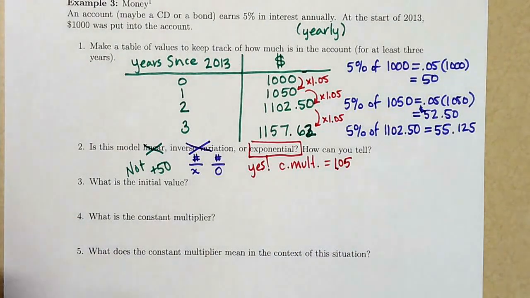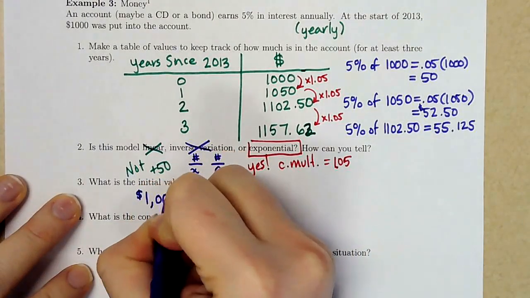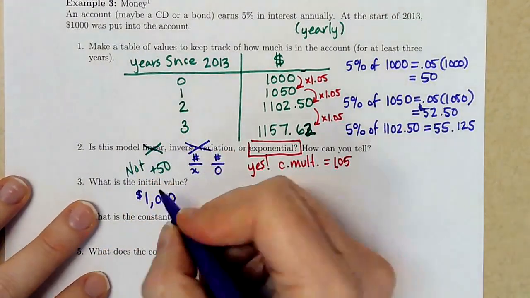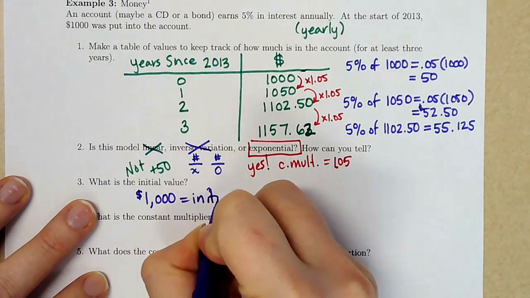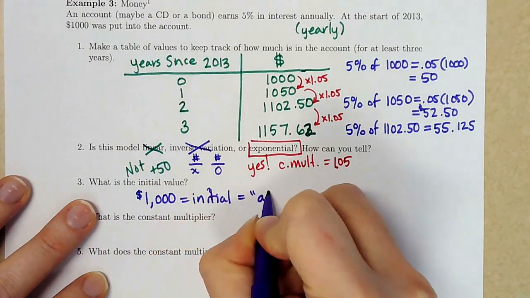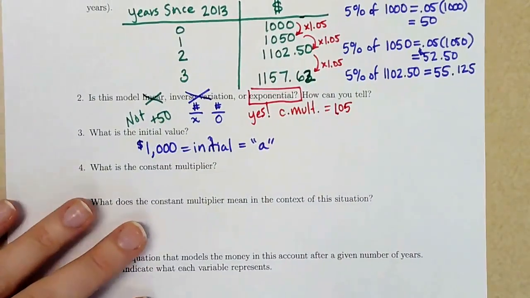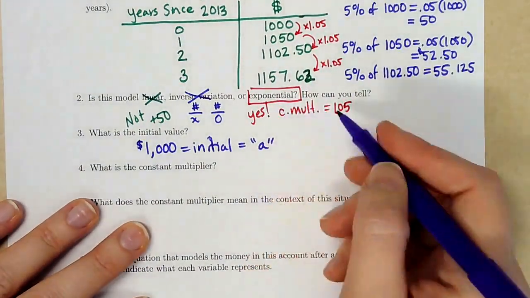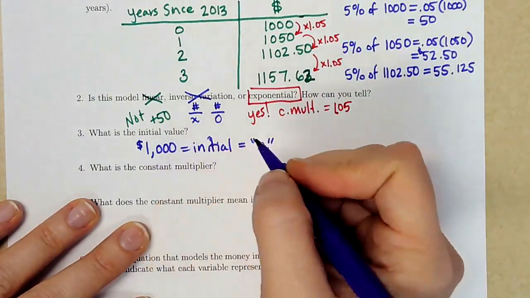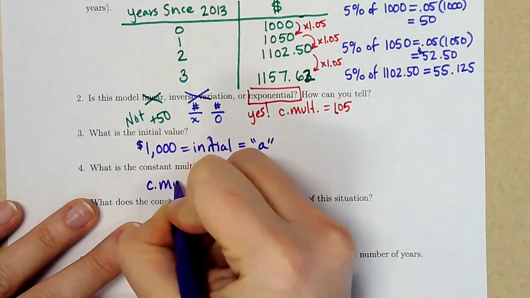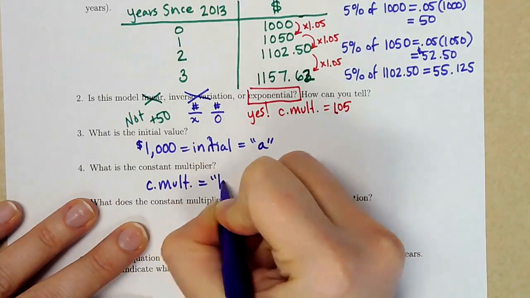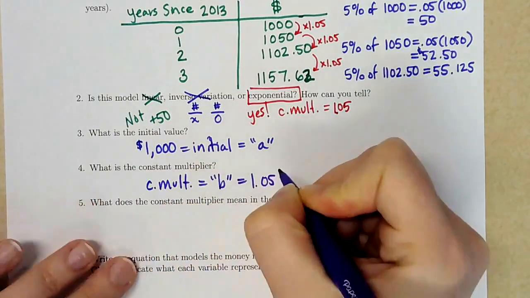What is the initial value? The initial value was $1,000. And that, by the way, means it is the A in our model. What is the constant multiplier? Well, we just computed it, and our constant multiplier, which is equal to the B in the model, was 1.05.